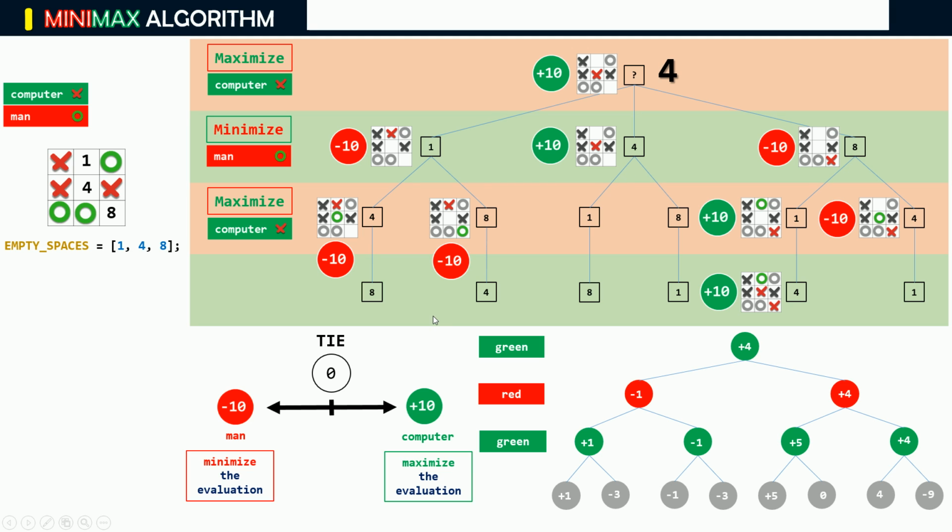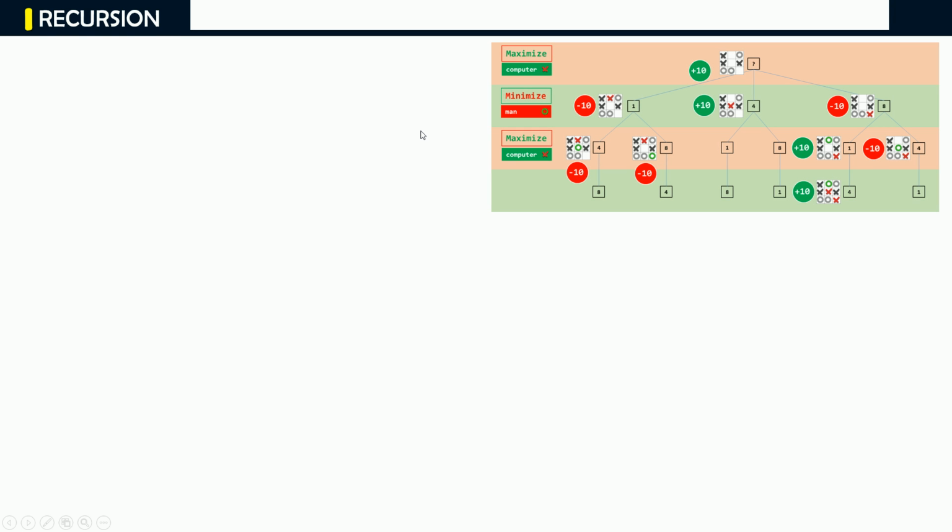Now, let's see how this works using JavaScript code. The first thing we need to create is a function called minimax. Now, if you remember, the first thing the computer needs to know is what are the empty spaces. So the first parameter is the game data array. Also sometimes he will play for himself and next time he will play for the man, so the second parameter is the player. Now the first time the minimax function is called, it's the computer's turn, so the player here is X.